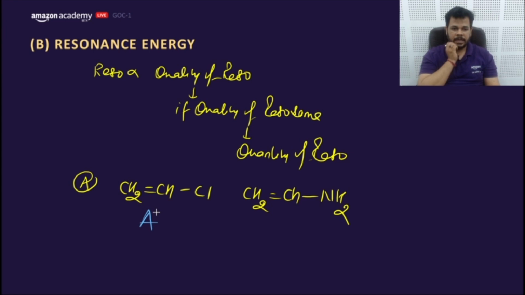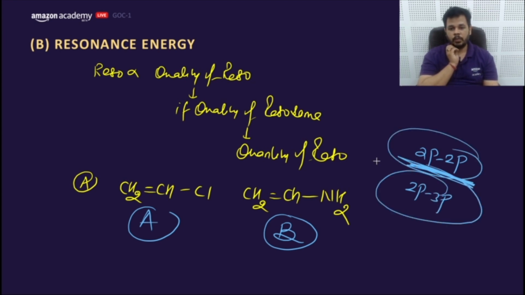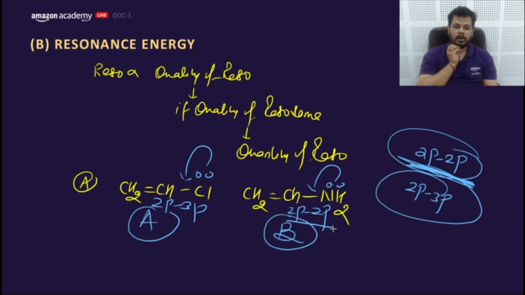This is A and this is B. Which would be having more resonance energy considering the quality of resonance? How will you decide the quality of resonance? It is like it has 2p-2p resonance, or it is 2p-3p resonance. 2p-2p resonance is better compared to 2p-3p resonance. So if chlorine goes for resonance, it will make a 2p-3p bond, whereas nitrogen is second period, it will form a bond through resonance 2p-2p. So the 2p-2p bond is stronger, so that means B would be better than A.